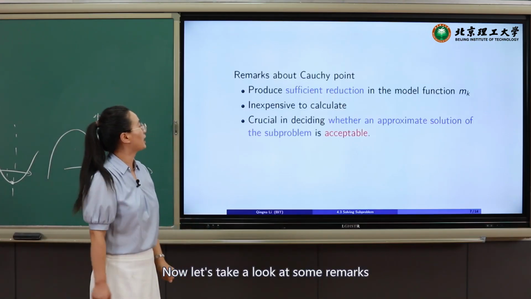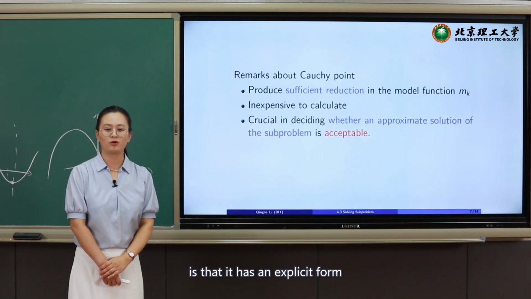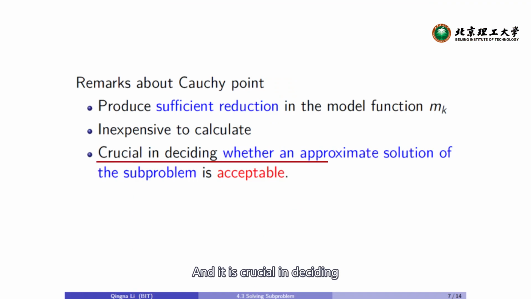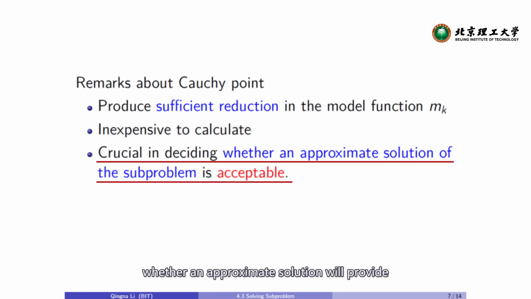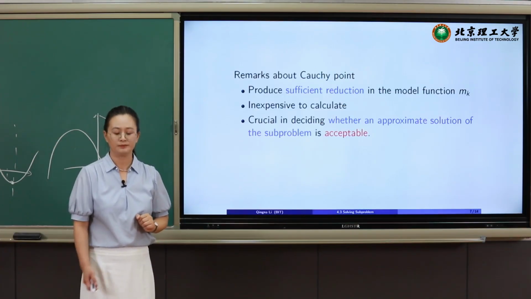Now, let's take a look at some remarks about the Cauchy point. The advantage of the Cauchy point is that it has an explicit form calculation, and it is crucial in deciding whether an approximate solution will provide good reduction or not, and whether we can get global convergence or not. So the Cauchy point is a kind of bridge to set up the trust region method with the convergence result. We will see this later in the convergence part.